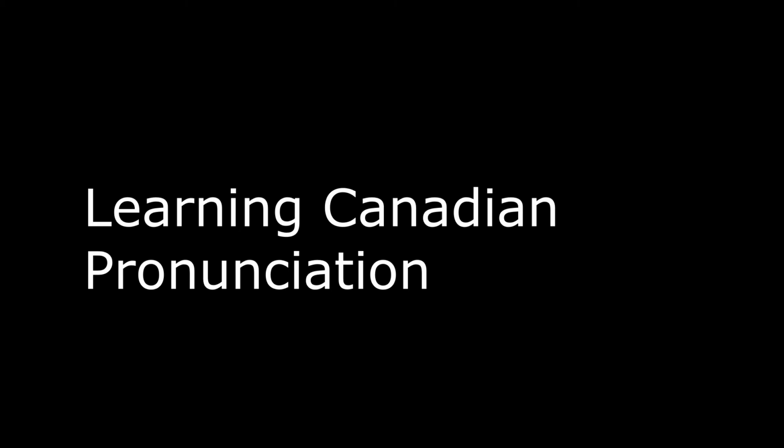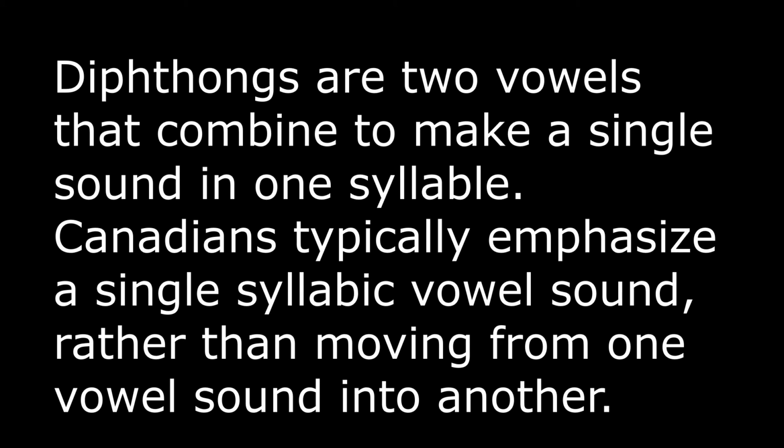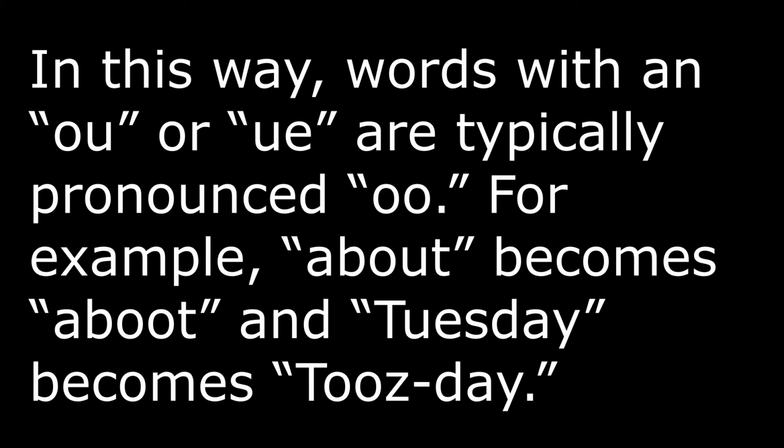Learning Canadian pronunciations. First, practice Canadian diphthong sounds. Diphthongs are two vowels that combine to make a single sound in one syllable. Canadians typically emphasize a single syllabic vowel sound rather than moving from one vowel sound into another. In this way, words with an OU or UE are typically pronounced "oo". For example, "about" becomes "aboot" and "Tuesday" becomes "Toosday".